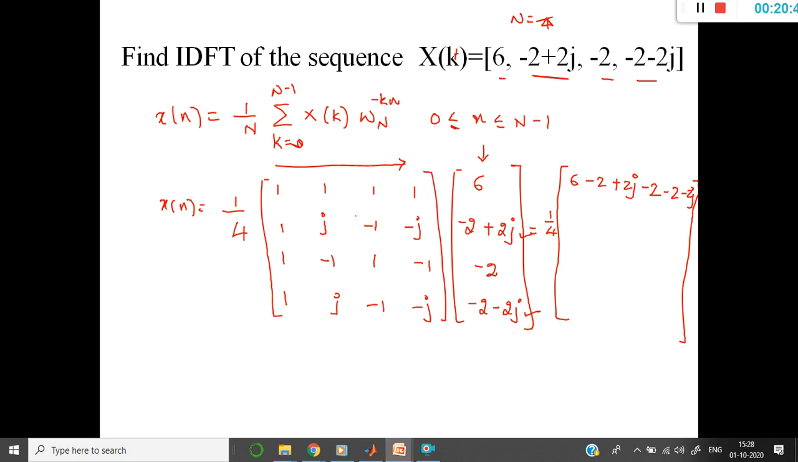Okay, now the second line, 1 into 6 is 6, j times minus 2 is minus 2j, right? J into plus 2j. See here, this is 2j into j. What will be the answer? 2 times j square. So j square, as you know, is minus 1. So this is 2 into minus 1. This becomes minus 2 here.